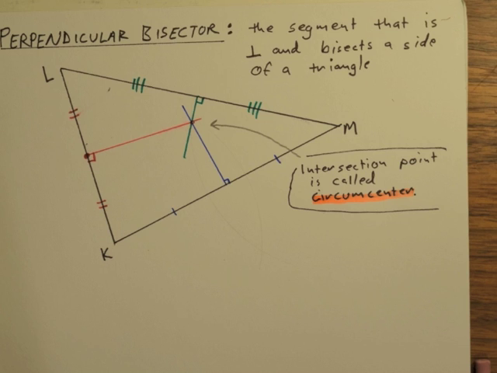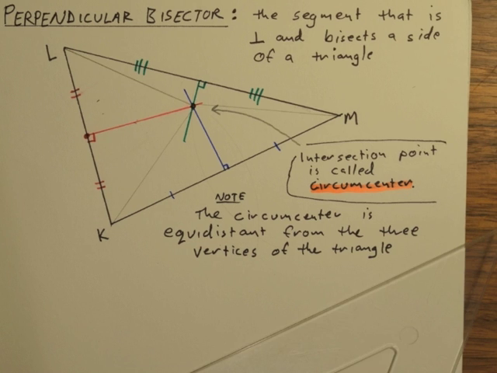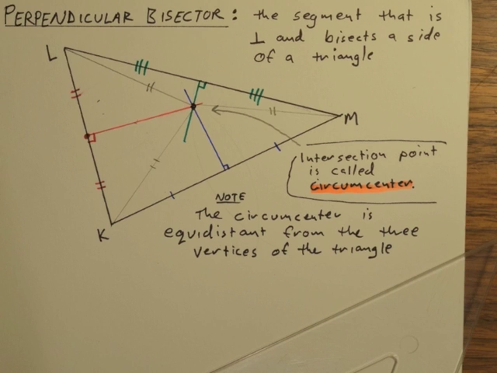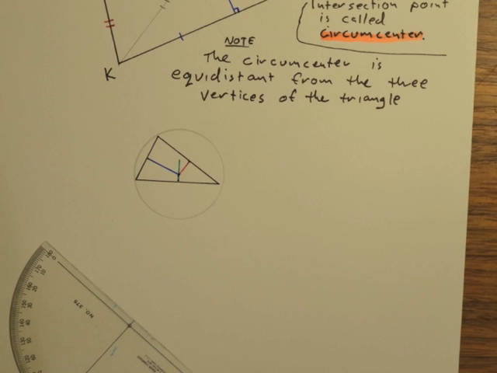The intersection of perpendicular bisectors is called the circumcenter. Now the circumcenter is equidistant from all three vertices of the triangle. In other words, the distance from the circumcenter to point K, to point L, and to point M, all three of those lengths are the same. Another way to picture that is if you had a smaller triangle, so I can get my compass in there, the circumcenter could be the center of a circle that completely circumscribes a triangle.